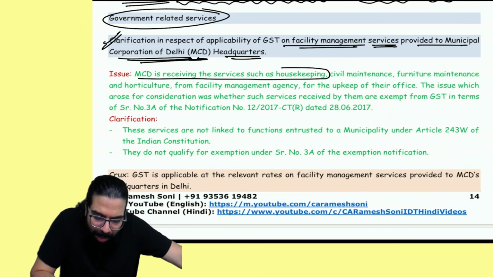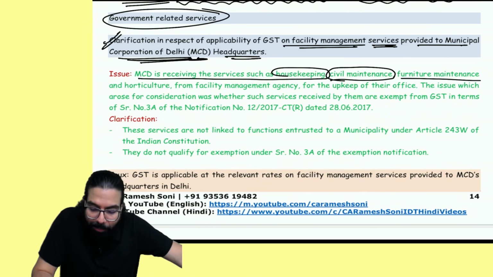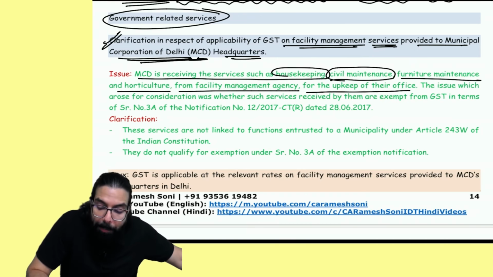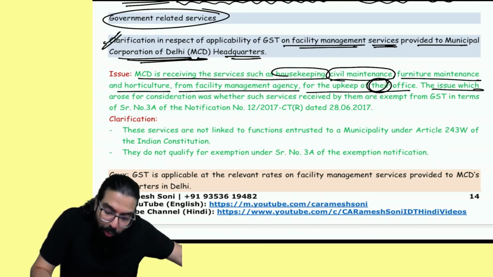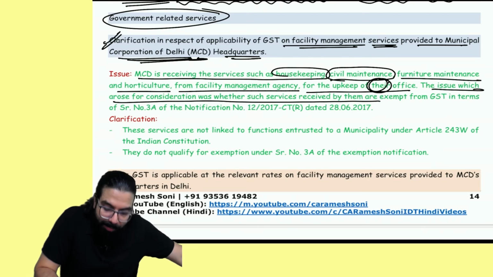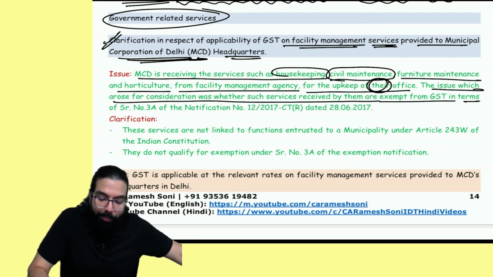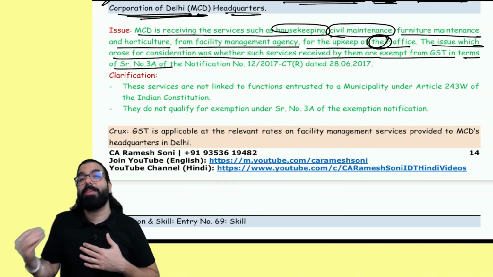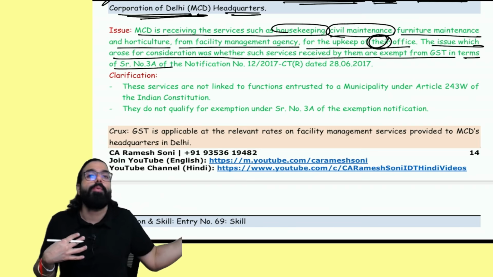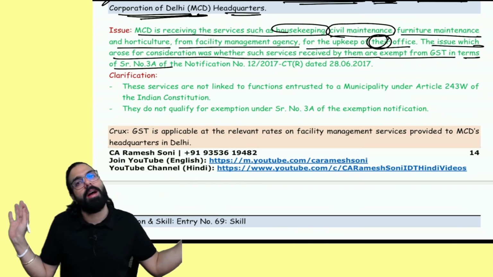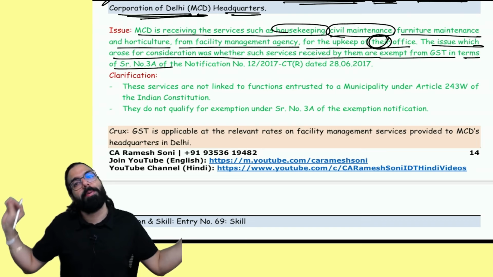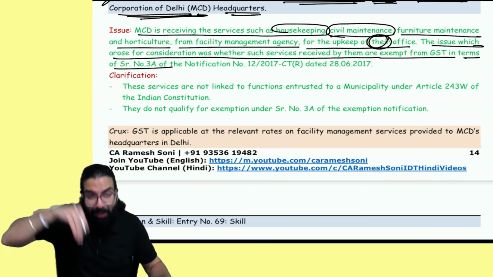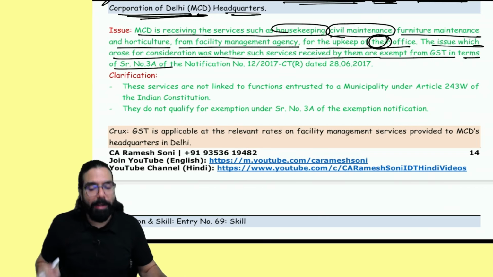MCD is receiving services such as housekeeping, civil maintenance, furniture maintenance, horticulture for the facility from a facility management agency for upkeeping of their own office. The issue for consideration is whether such services are exempted from GST in terms of entry number 3A, which says pure service or composite supply given to a local authority providing 243W services, where goods is only 25%, is exempted. But here it is not using it to provide output service, it is using it for its own building maintenance, whether it will be exempted.